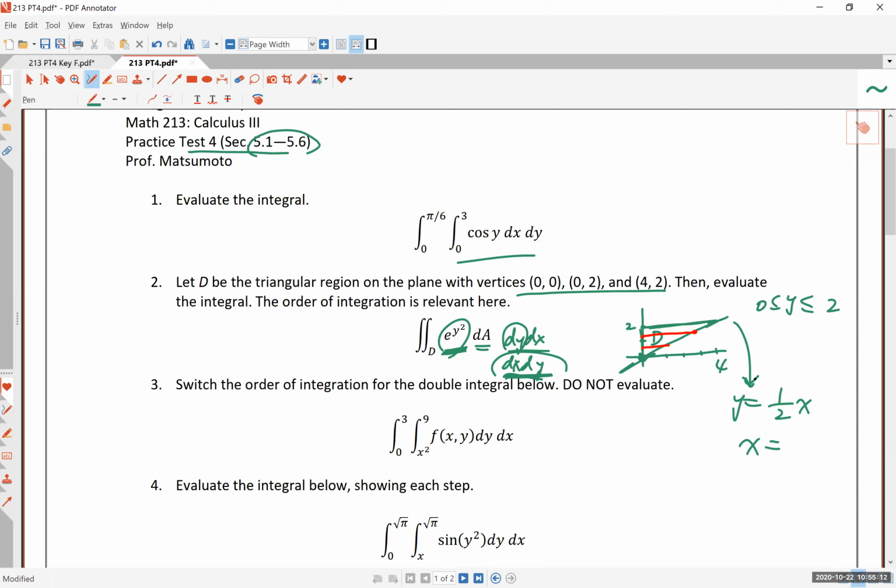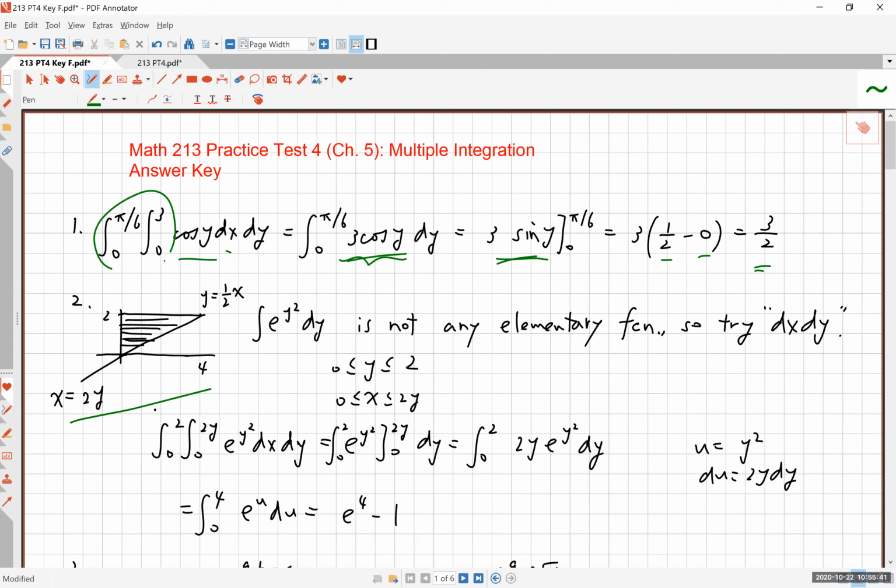But you also learn that in a situation like this, if you have to describe this as a dx dy type of region, otherwise known as a horizontally simple region, you have to solve this equation for x. So x is equal to 2y, right? So this is something that you should write down before you even think about integrating. Okay, so here's the solution, and I have a picture of this, of course, and I make a little note here: e to the y square is not what we call an elementary function. There is no antiderivative.